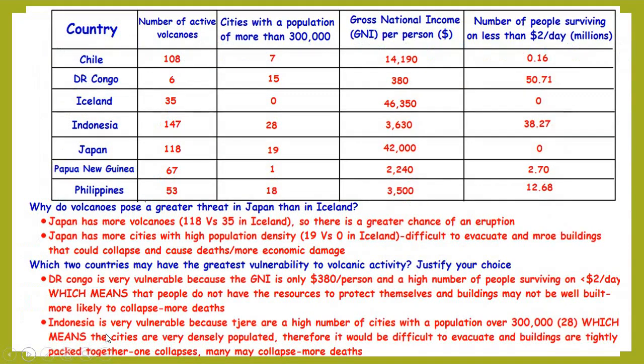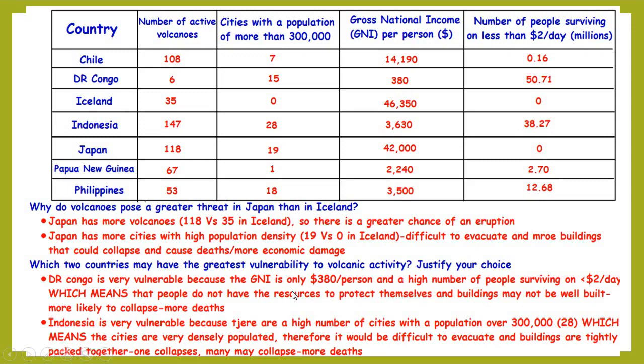Okay. So for example, straight up, I can see that the Democratic Republic of Congo, the DR Congo, they've only got 6 volcanoes, but their gross national income per person is just $380 per year. And you've got 50 million people living there on less than $2 a day. So I would say Democratic Republic of Congo is very vulnerable because the GNI is only this, and there's a high number of people surviving on this, which means it's a justify question. So I'm saying why I think that, which means that people do not have the resources to protect themselves.